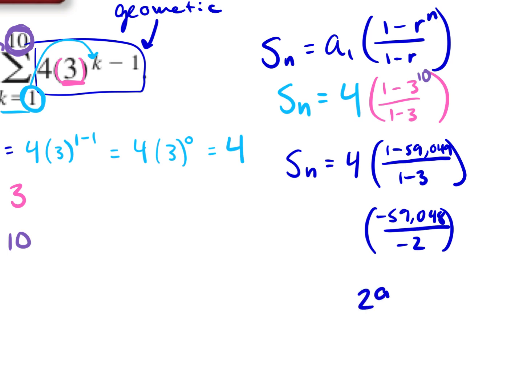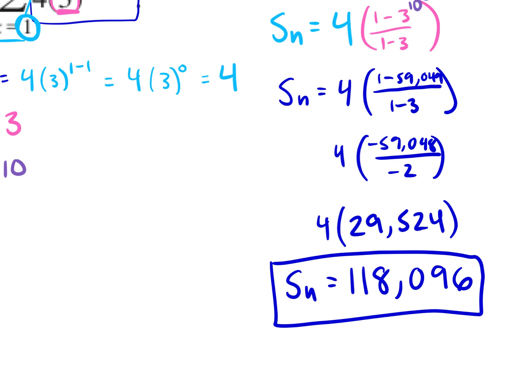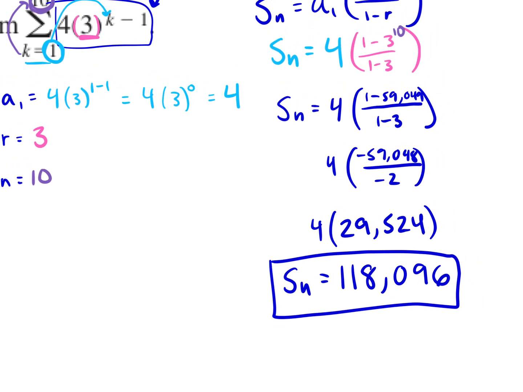So we get 29,524. And that would be all times 4. So we should get 118,096. So that would be our sum.